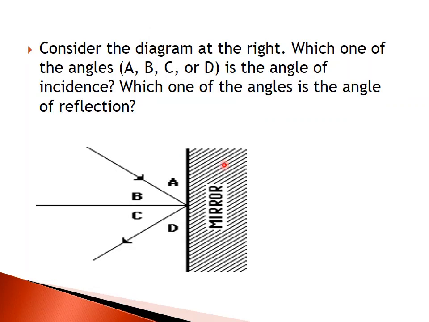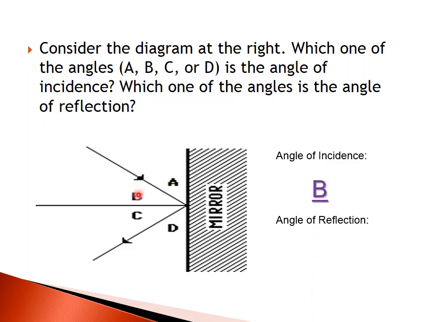So let's look at this diagram. Which one of those angles, A, B, C, or D, is the angle of incidence? And which one's the angle of reflection? So the incoming light starting up here, the angle of incidence is either A or B. Is the angle of incidence measured with respect to the mirror or with respect to the normal line? With respect to the normal line, so it's B. It's going to be this angle over here.